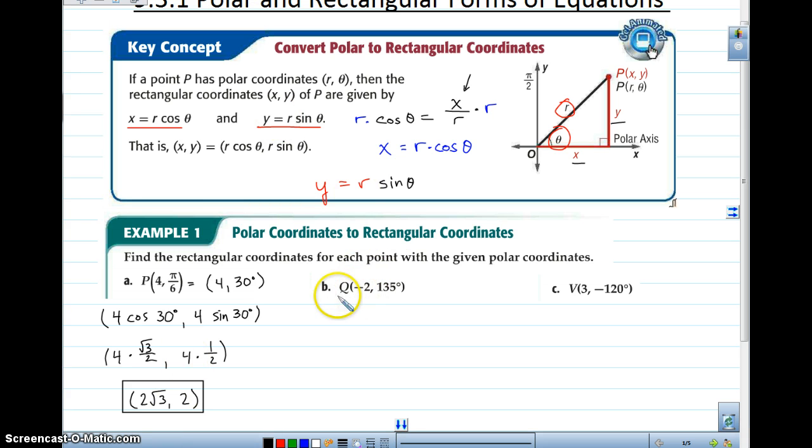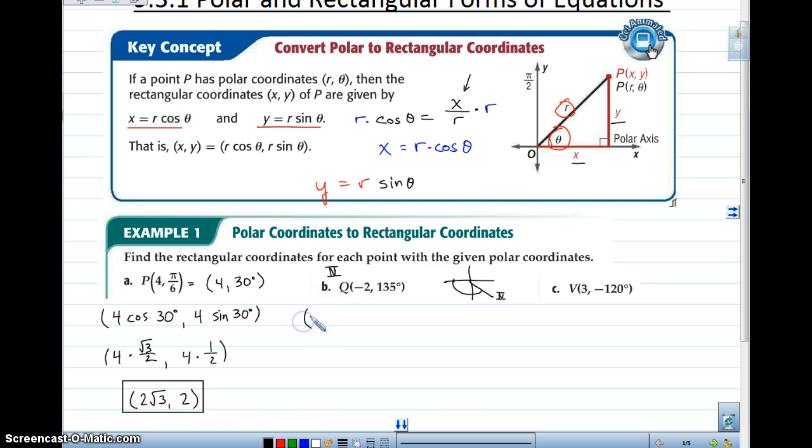Let's try B. The only difference between A and B is that B has a negative radius, and so we kind of want to think about what quadrant we're supposed to be in. If we have a negative radius, we start on the left side of the pole. So I'm going to be starting over on this side, and rotating 135 degrees positively puts me in the 4th quadrant, way over here. So sometimes it's a good idea to mark which quadrant you're supposed to be in. We're supposed to be in the 4th quadrant here, so at the end I need to make sure my rectangular coordinate is also in the 4th quadrant.